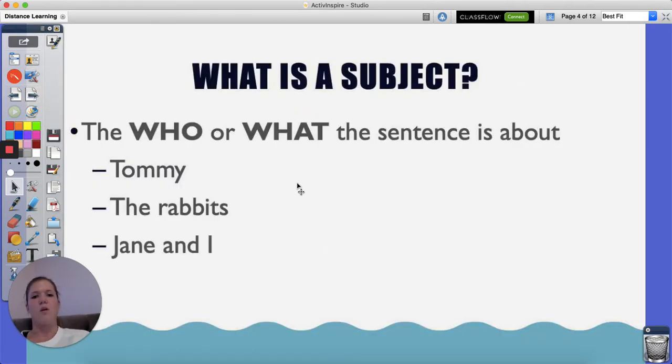So we talk about what is a subject, the who or what the sentence is talking about. We could have a sentence talking about Tommy. Maybe Tommy likes to play checkers with his little brother. Or maybe we have a sentence about rabbits. The rabbits dig holes underground. Or maybe Jane and I, I don't know a Jane, but I know Jane and I, maybe we like to go skipping through the forest, right? So it tells us who or what our sentence is about.